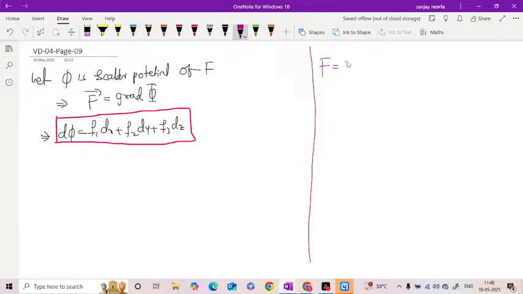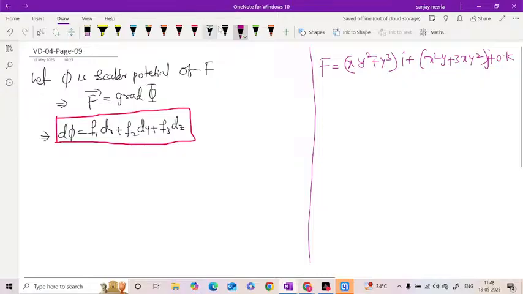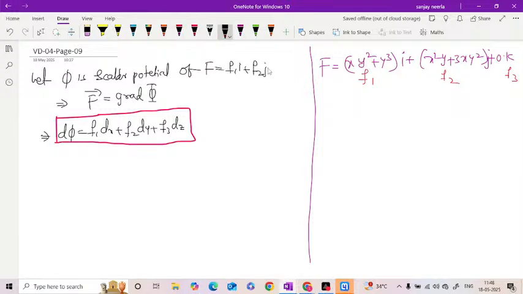F is equal to, what did they give? x y square plus y cube i plus x square y plus 3xy square into j plus k into 0. Now what is our f here? This is the f1, this is the f2 and this is the f3, f1 i plus f2 j plus f3 k. Okay, now substitute directly all the values. After substituting f1, x y square plus y cube into dx plus x square y plus 3xy square into dy plus 0 into dz.